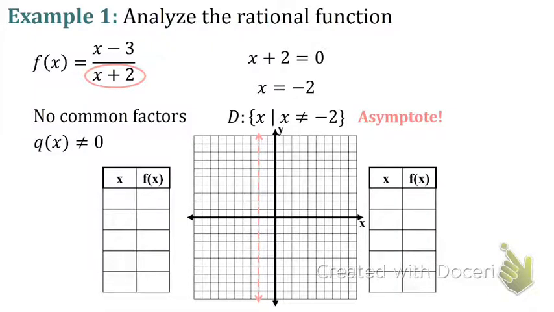We need to plot points on the left side and on the right side of that asymptote. So if we're looking at the left side, if we're at negative 2, on the left is going to be negative 4, negative 3, negative 3.5. When we plug these into our function, x minus 3 all over x plus 2, we are going to get the following numbers. So when we plug in negative 4, we get 7 over 2.